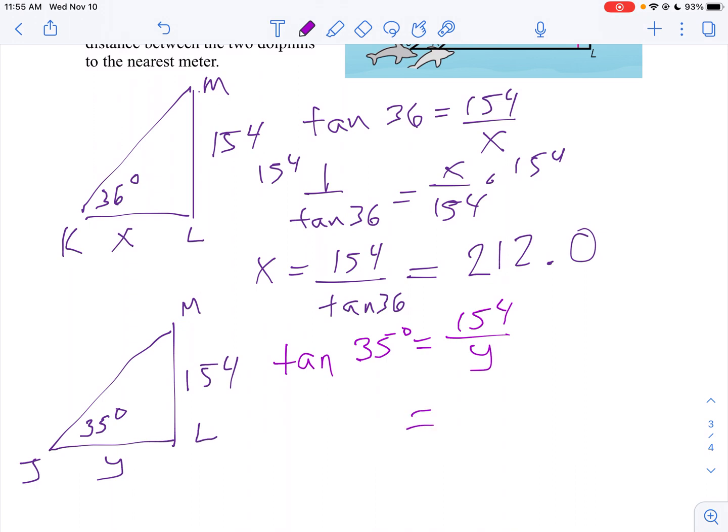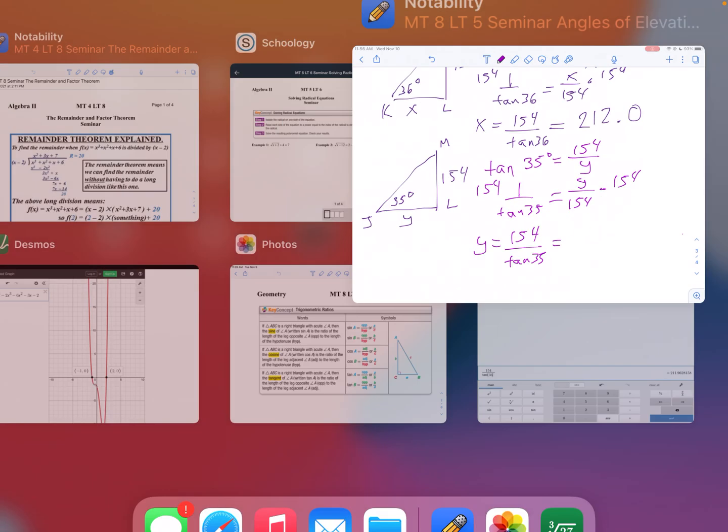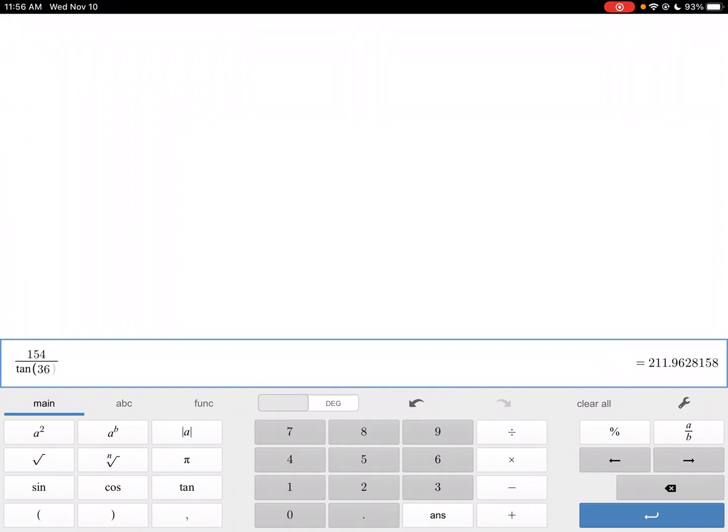My variable is in the denominator, so I'll take the reciprocal of both sides. So I'll say 1 over the tangent of 35 equals Y over 154. So to solve for Y, we multiply both sides by 154. So then Y, the exact answer is 154 divided by the tangent of 35. So let's do that. And then I get 219.9.